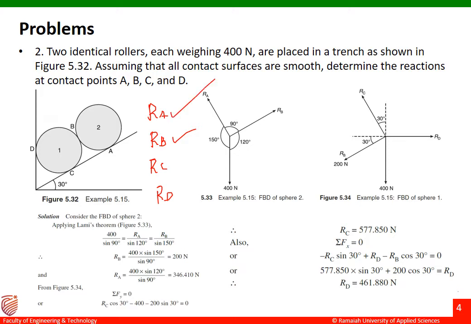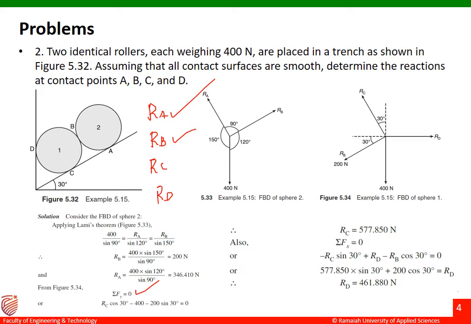After that, you can see we cannot find RC and RD with this free body diagram. So what we have to do is find the answer for RC and RD by using the free body diagram of sphere 1. So we'll come to the right hand side, and we'll apply the first equilibrium equation, either summation Fx equal to 0 or summation Fy equal to 0.